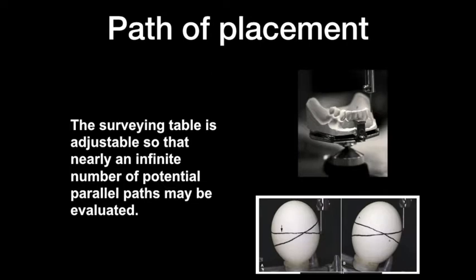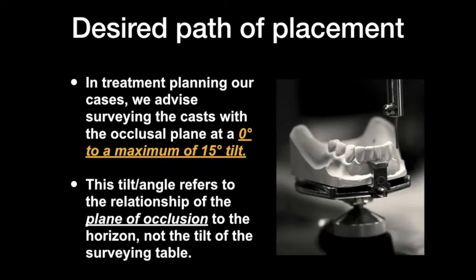Remember that we said the surveyor has the surveyor and the surveying table. The surveying table is adjustable. So you can create a number of potential paths of placement over your object. Just remember that if you tilt to a different angle, the path of placement or the height of contour line actually changes. So what will the desired path of placement be?